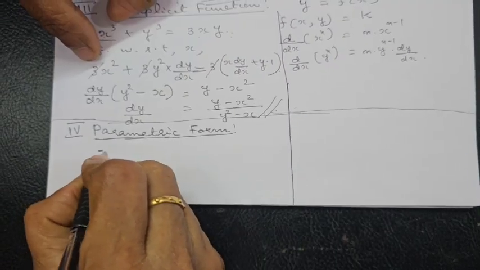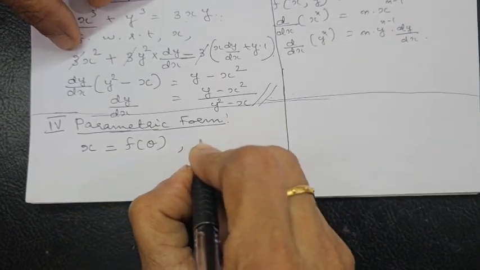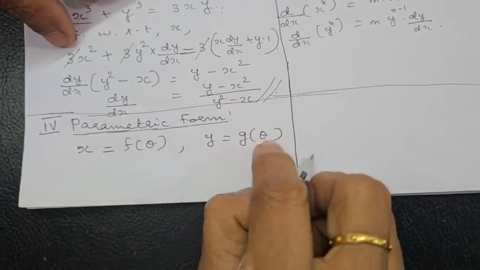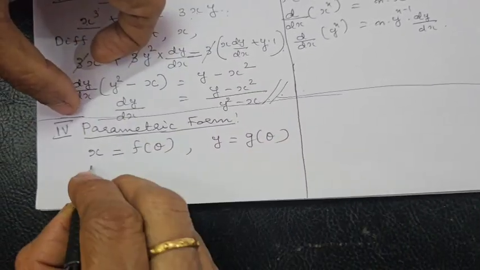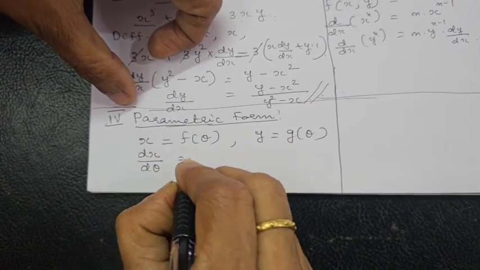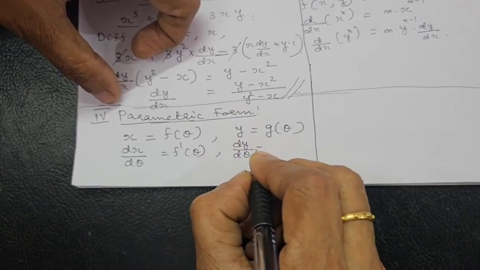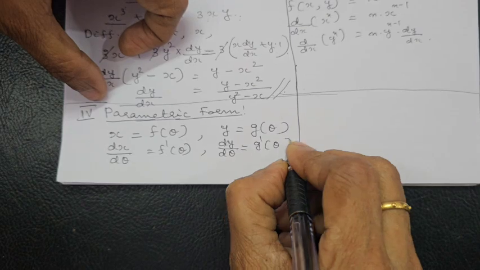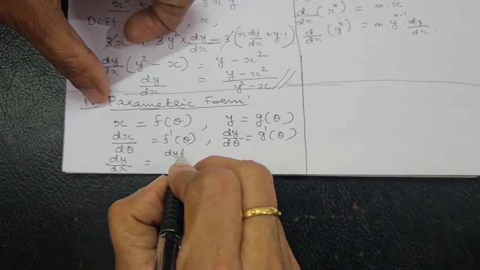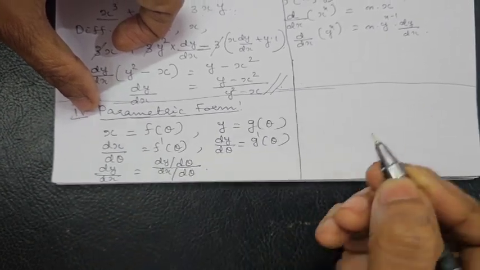Now when x and y are connected by a third variable, maybe theta or t, x is a function of theta, and y is another function of theta. So x and y are connected via a third parameter theta. Then if you want to find dy by dx, you can find dx by d theta, f dash theta, and dy by d theta, differentiating y with respect to theta. Then apply the chain rule: dy by dx is equal to dy by d theta divided by dx by d theta.